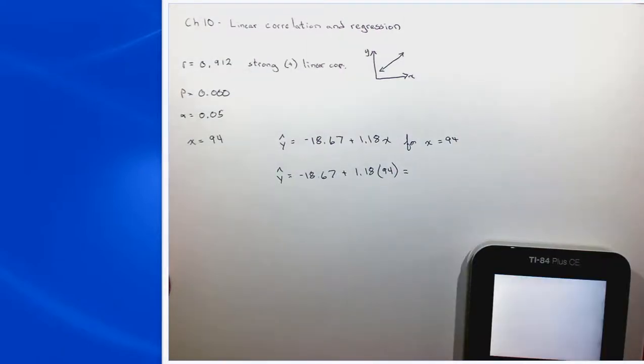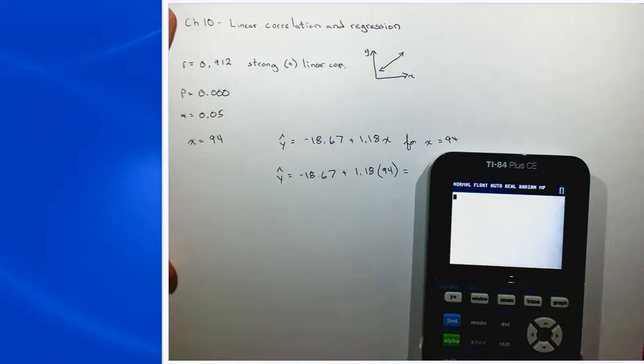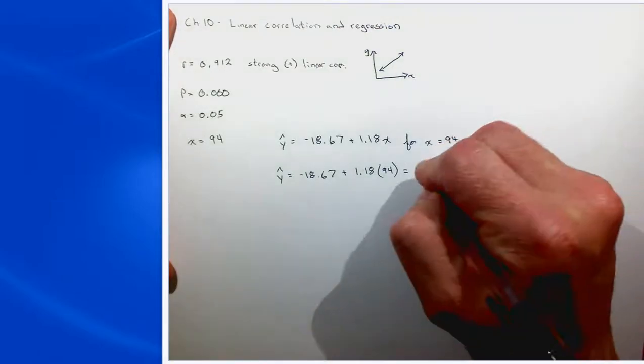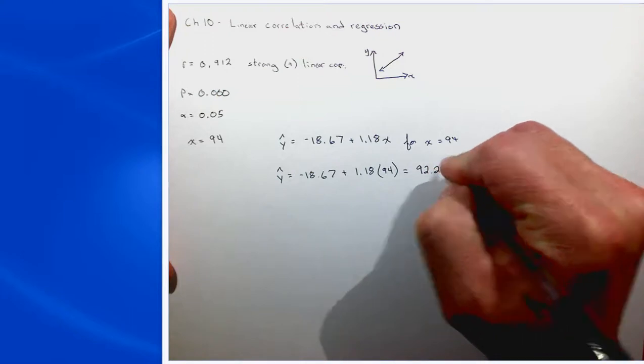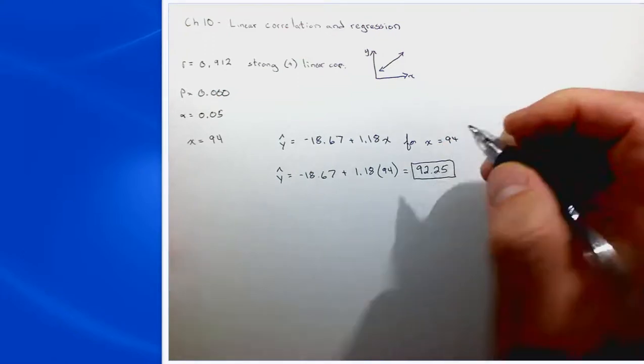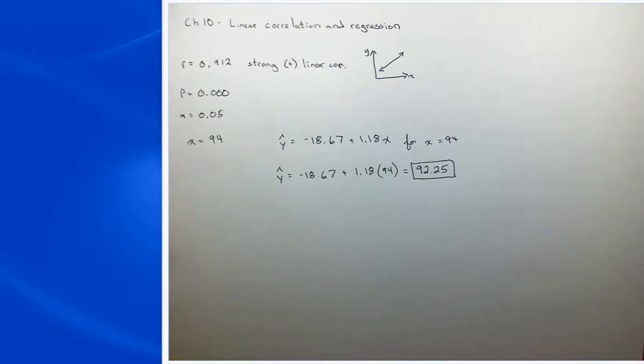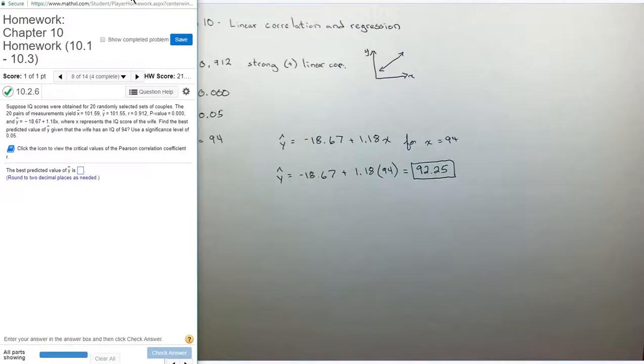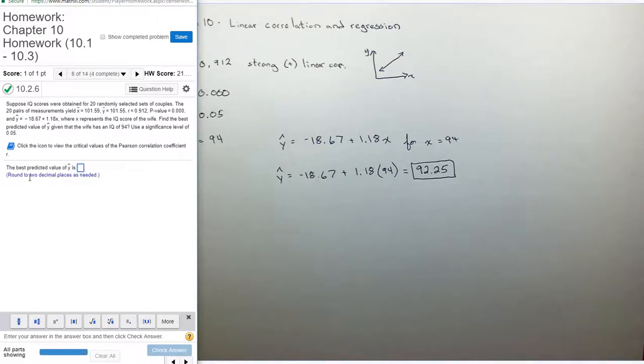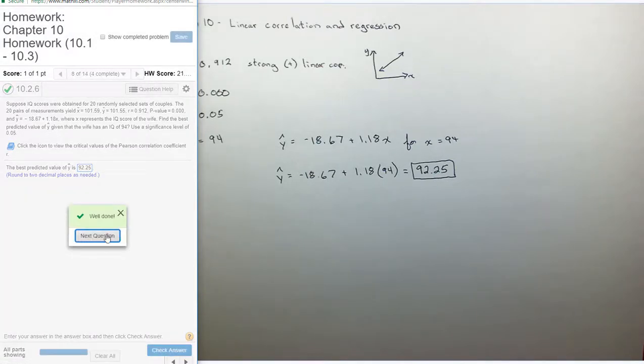Calculator. So I'm going to say negative 18.67 plus 1.18 times 94 gives me 92.25. Let's pull back over what we have. Round to 2 decimal places, so 92.25. Excellent.